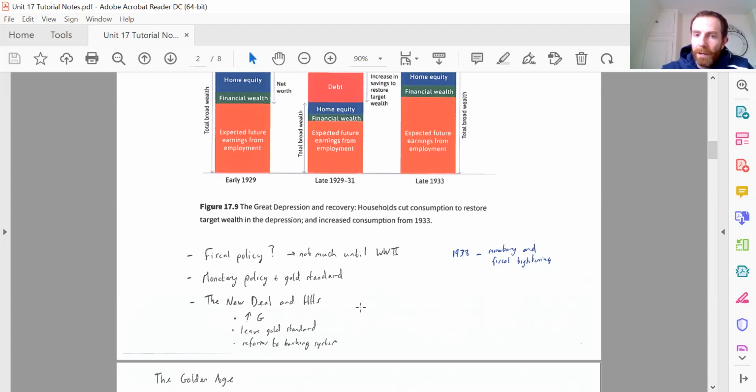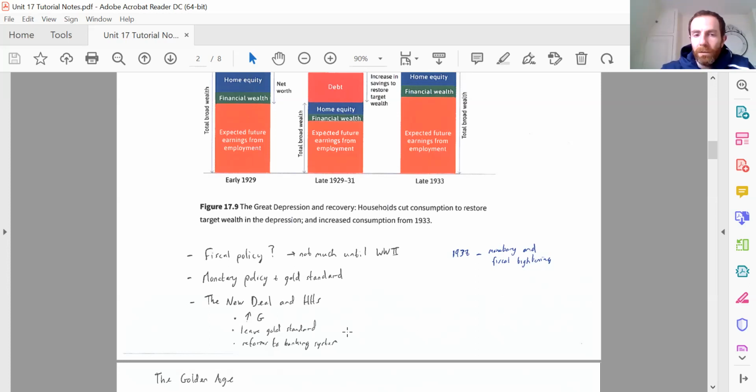And that had a big impact, particularly after the Second World War. They left the gold standard, which I'll talk more about in a second, and also, very importantly, reformed the banking system to make it much more difficult for banks to get into a position where they would go bankrupt. And so that added confidence to businesses and to households.